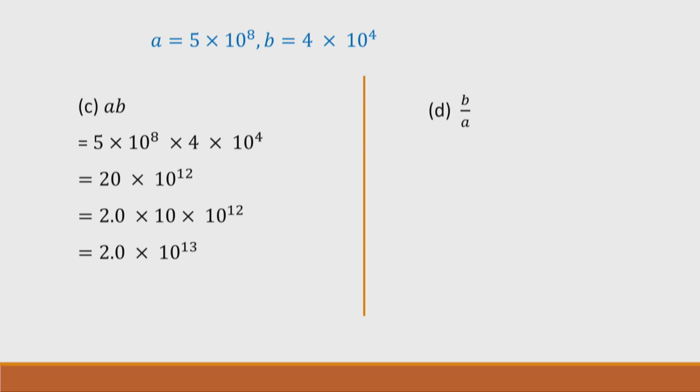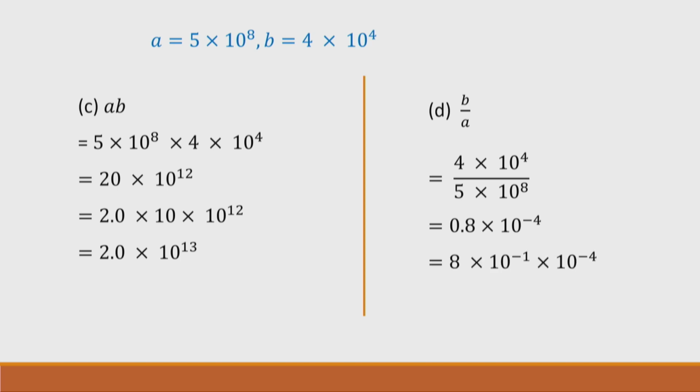Last part, B over A. So replacing the values of B and A, I get 4 times 10 power 4 over 5 times 10 power 8. So 4 over 5 is 0.8. 10 power 4 divided by 10 power 8 is 10 power negative 4. But 0.8 is not in the interval 1 less than or equal to a less than 10. So I rewrite it as 8 times 10 to the power of negative 1. And simplifying, I get 8 times 10 to the power of negative 5.